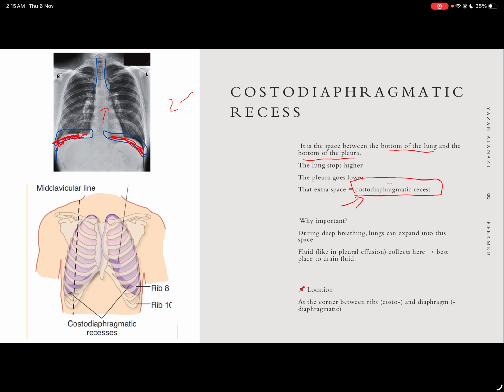Why is it important? Because during deep breathing, the lungs can expand into this space. It's just like an extra space. Fluid collects here, so it's the best place to drain fluid, like in pleural effusion. Its location is at the corner between the ribs, which is what costo means, and the diaphragm is diaphragmatic. So if in the exam I see something about the costodiaphragmatic recess, I know directly it's beneath the lung and above the diaphragm. What does it help us with? Deep breathing.